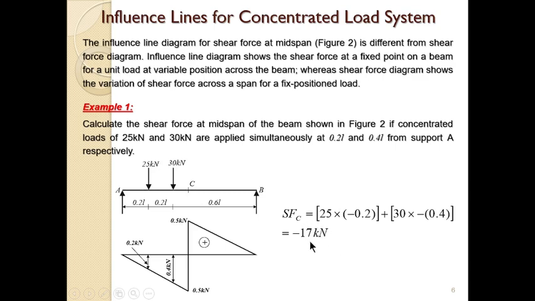It gives us minus 17. The essence of the minus is just to show that the shear force is acting downward. If it was positive, we would have shown that the shear force is acting upward. All these things are based on our sign convention.